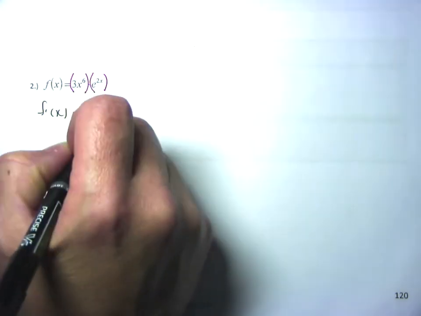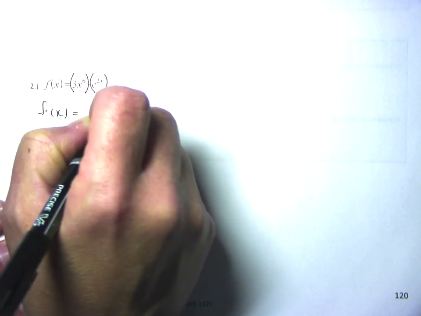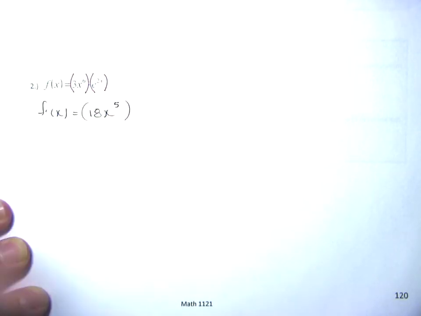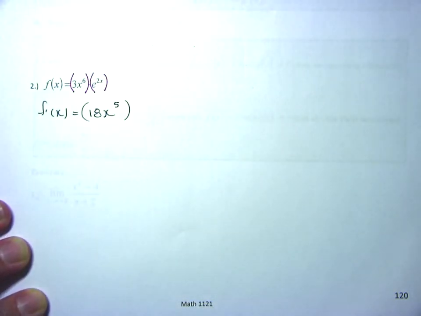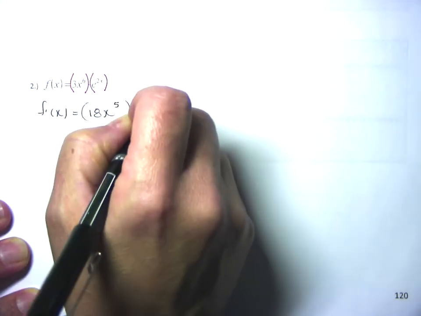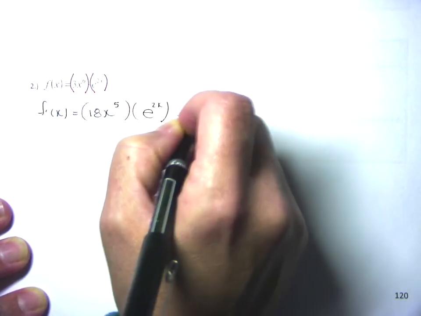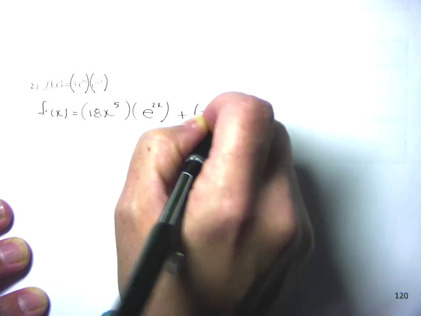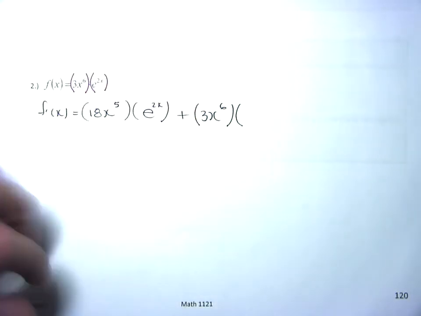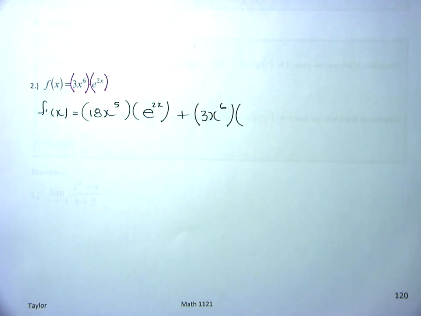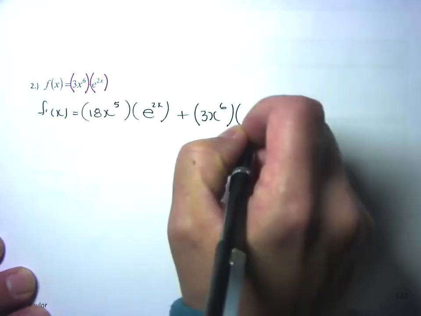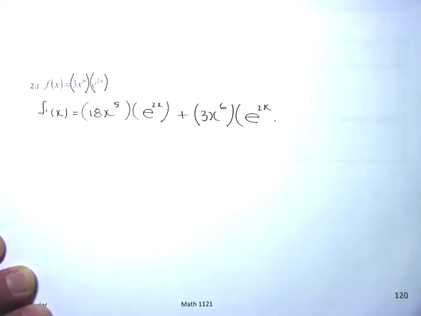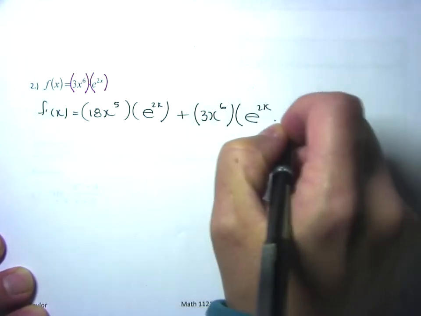That's equal to 18x to the power 5, derivative of the first, times the second, e to the 2x, plus the first, 3x to the power 6, times derivative of the second. All right, what is derivative of e to the 2x? By the chain rule, derivative of the outside would be e to the 2x times derivative of the inside, which is equal to 2.